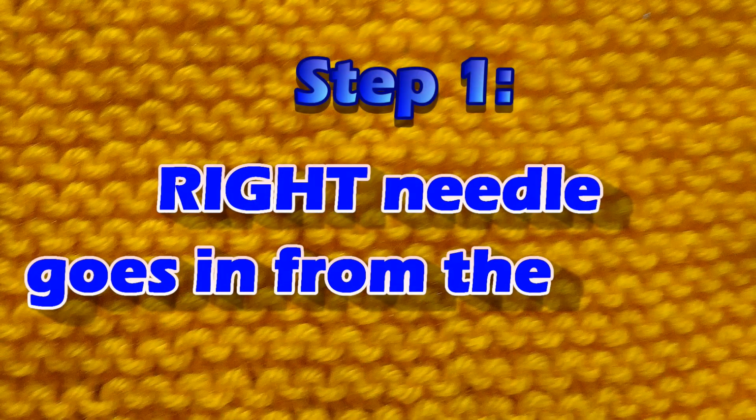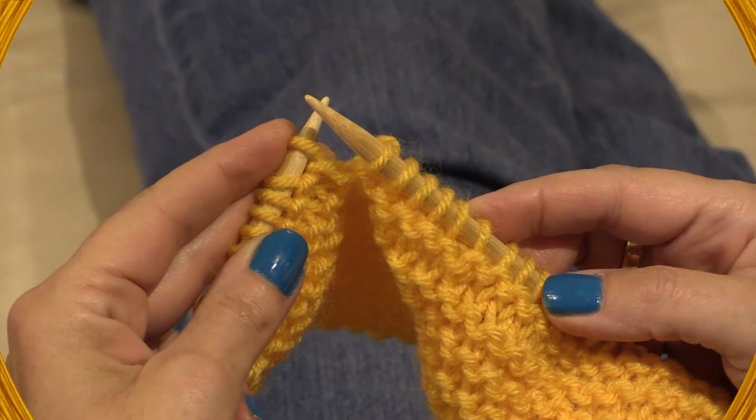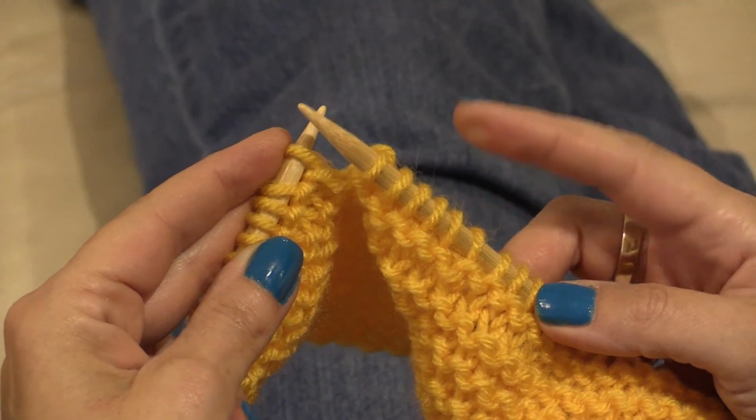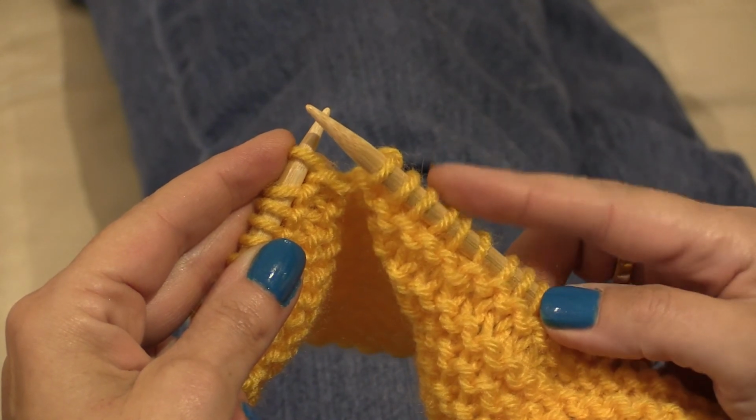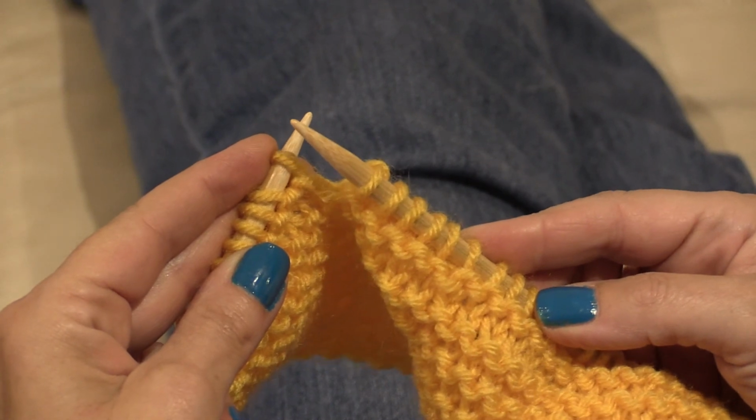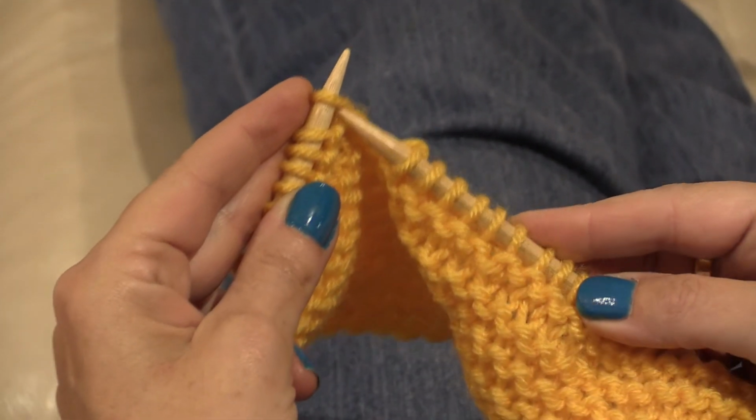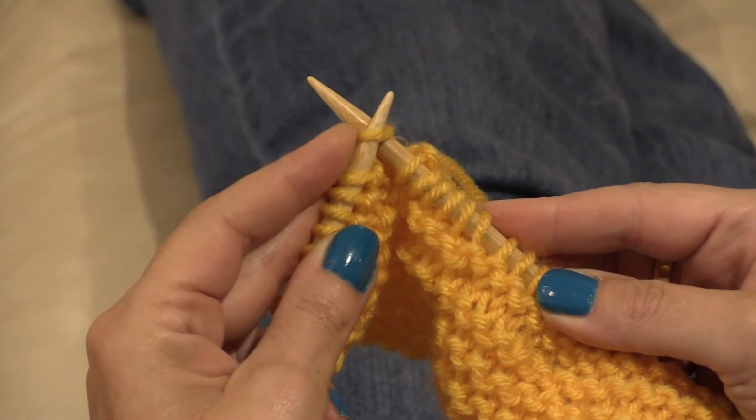Step 1. Right needle goes in from the front. The very first thing that happens is your right needle goes in from the front. So follow the right needle. It's going to go here and go into that loop from the front.